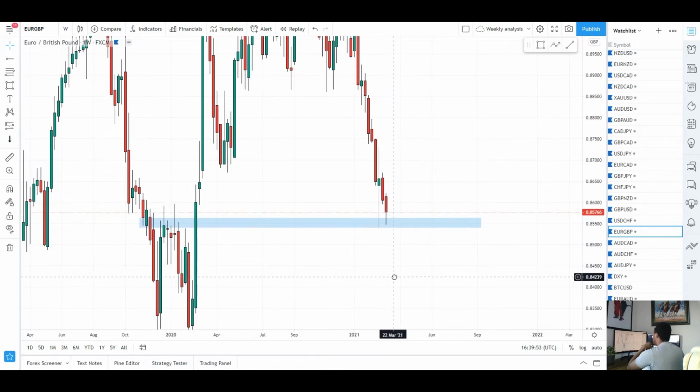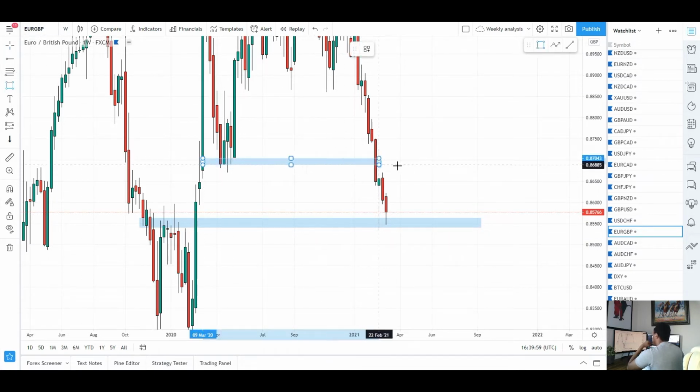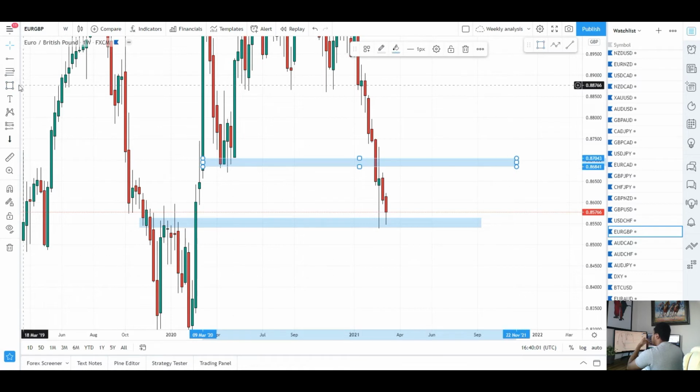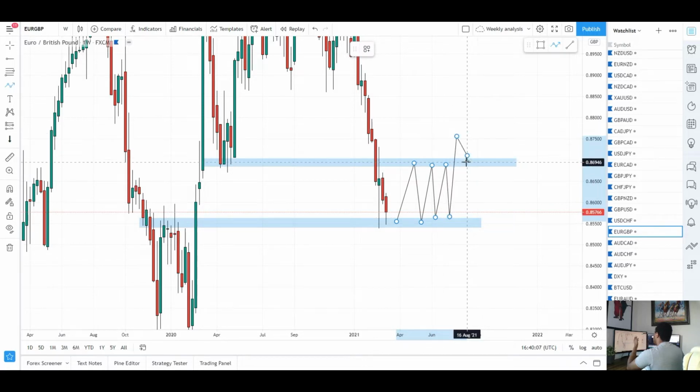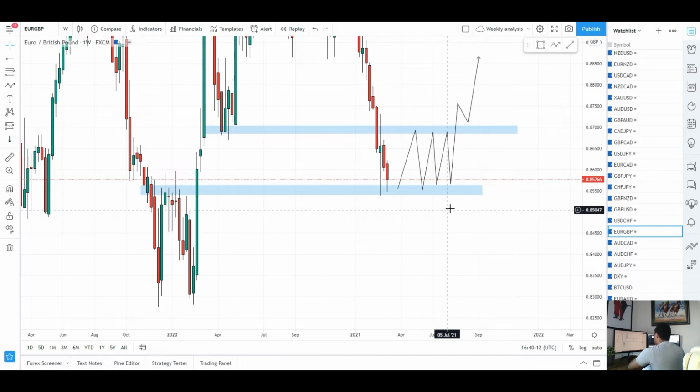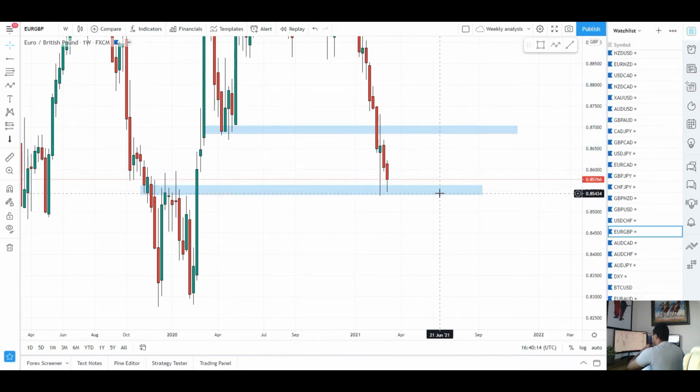However, if we do hold this area, I think we can see a push back up to 0.87 and potentially even higher, which is this key support here in the market. So at that point, we'll probably just have a bit of a range between these two key levels and just see which one breaks first. Breaks to the upside, could see a bigger push. Breaks to the downside, back to 0.83. So for Euro GBP, we're currently holding at that support, you can see on the weekly chart.